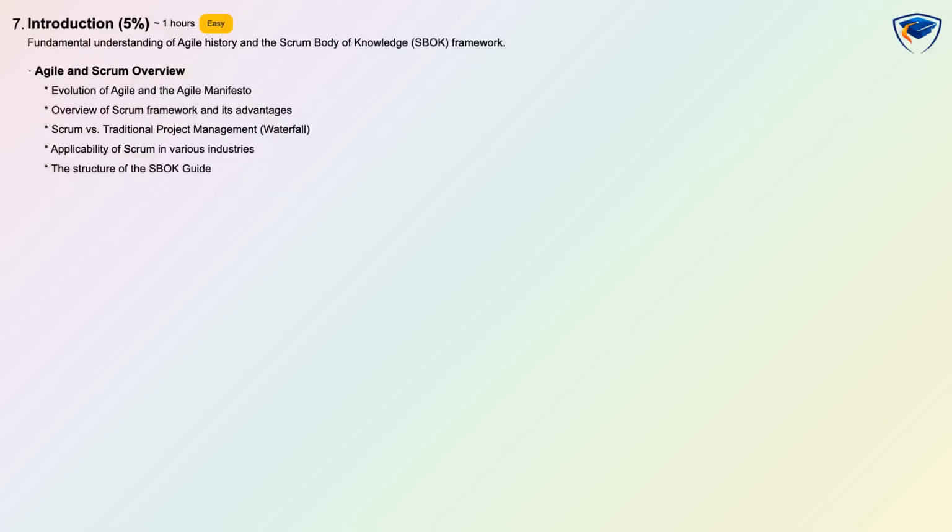Introduction is 5%, easy, and estimated at 1 hour with conceptual and scenario questions. This section covers the evolution of Agile, the Agile Manifesto, and a high-level overview of the Scrum framework. You will learn advantages of Scrum versus traditional waterfall approaches and how Scrum applies across industries. The syllabus also explains the structure of the SBOK guide that underpins the exam.